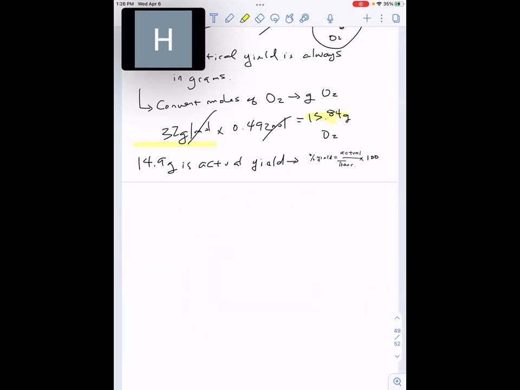All right, so percent yield is 14.9 grams, and that's why the theoretical has to be in grams.